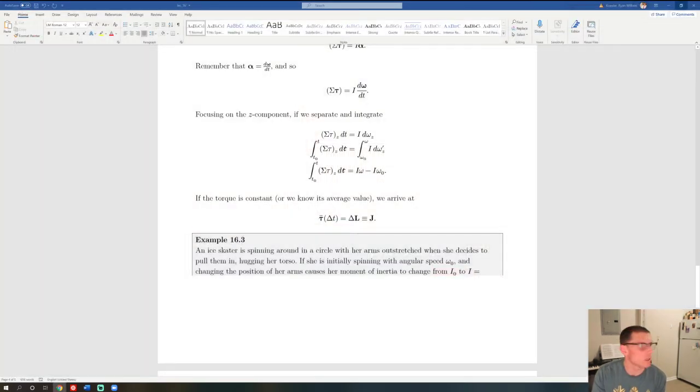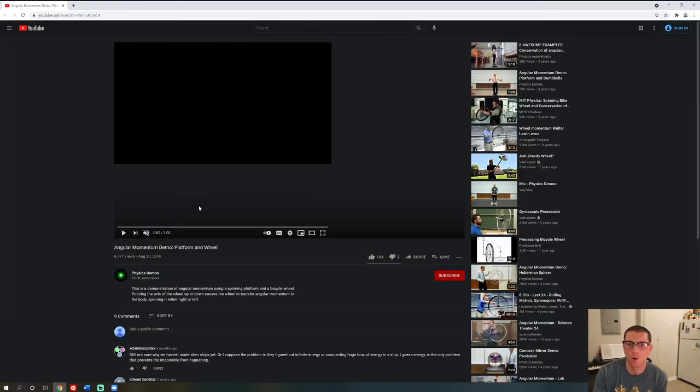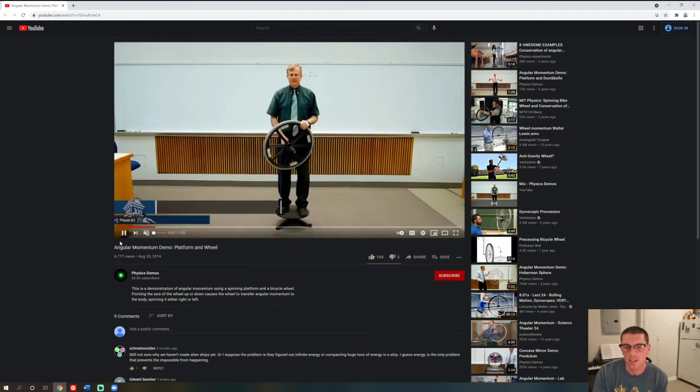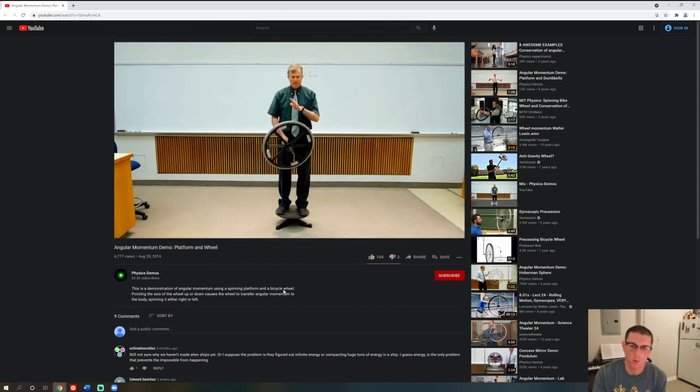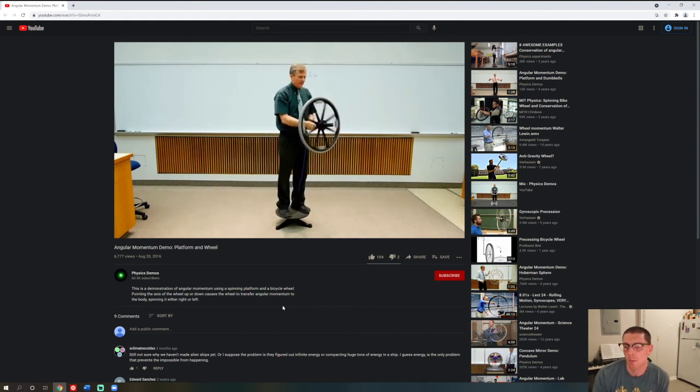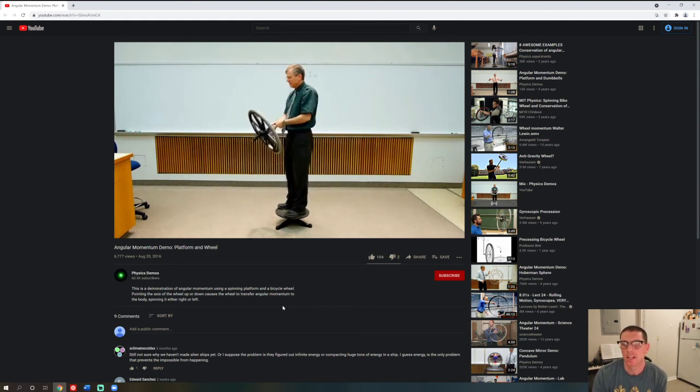And then the other one that maybe is even more interesting: same guy, he's going to have a bike wheel that's free to rotate about its own axis. He's going to spin it and then change its orientation, and you see that he starts to spin. I think this is pretty cool. And this is because angular momentum is a vector and it's conserved.